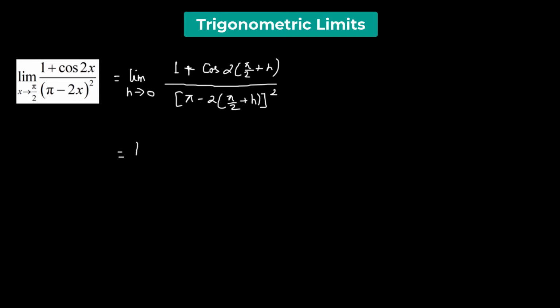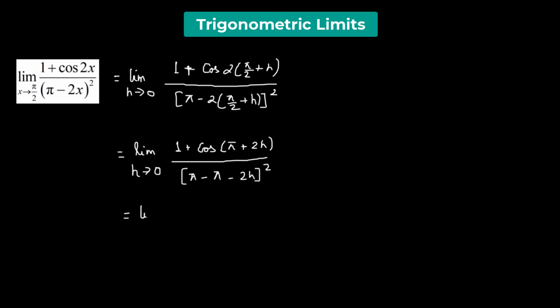So we'll have limit h approaching 0, 1 plus cosine of, we'll multiply the 2 to pi over 2 plus h, so that will give us pi plus 2h, divided by pi minus 2 times pi over 2 will be pi minus 2 times h squared. So we have limit h approaching 0, 1 plus the cosine of pi plus 2h.